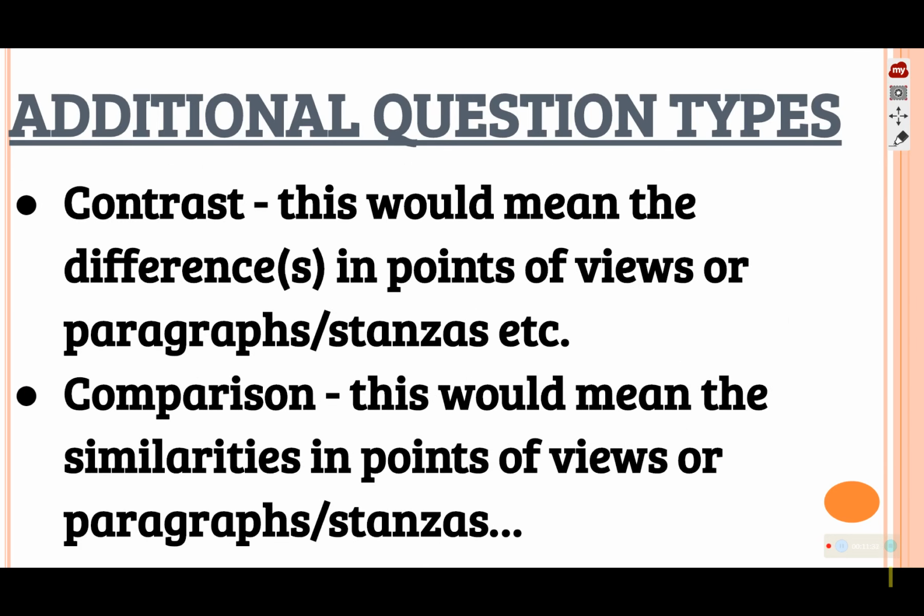Additional question types. Contrast. This would mean differences in points of views or paragraphs, stanzas, etc. So one paragraph may have a different point of view than another. This is sometimes more common as well in poems. So one stanza might have a happy mood and another stanza might have a sad mood, etc., or a different point of view. Comparison. This would mean the similarities in point of views or paragraphs, stanzas, etc. So you look for comparisons.